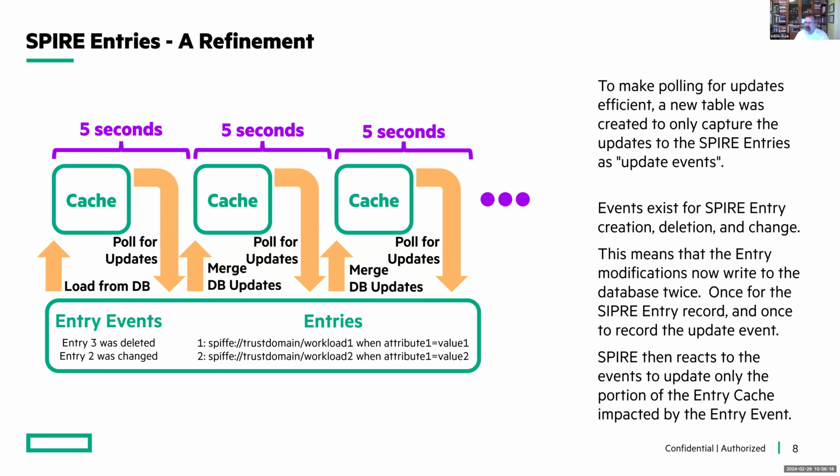So we still have the entry inside the entries table, for all of those who are familiar with that table, and it's still updated there, which means that on startup, we still load that table in full, and we don't have to change all of the SPIRE logic. But when it's time to consider updating a cache, we just simply read the entry events, and the entry events give us the indications of which lines that hold an entry inside the cache need to be evicted and updated.